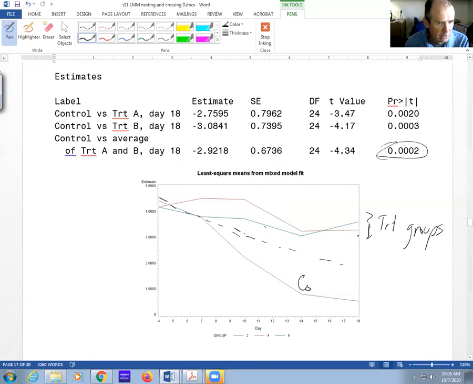At day 18, which is over here. So I'm just gonna, that one makes sense because it's the control versus the average of treatment A and B. Oh yeah, you're right. I didn't read that correctly. You're right, Carrie. That's why that is. That's why I need help from you guys sometimes.